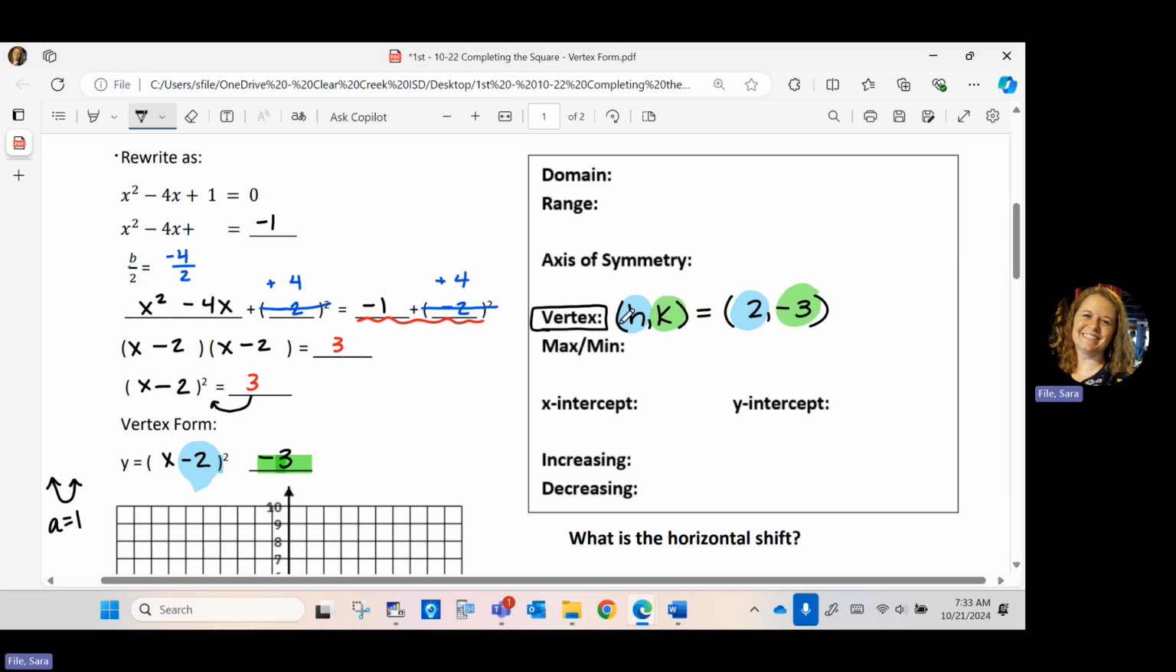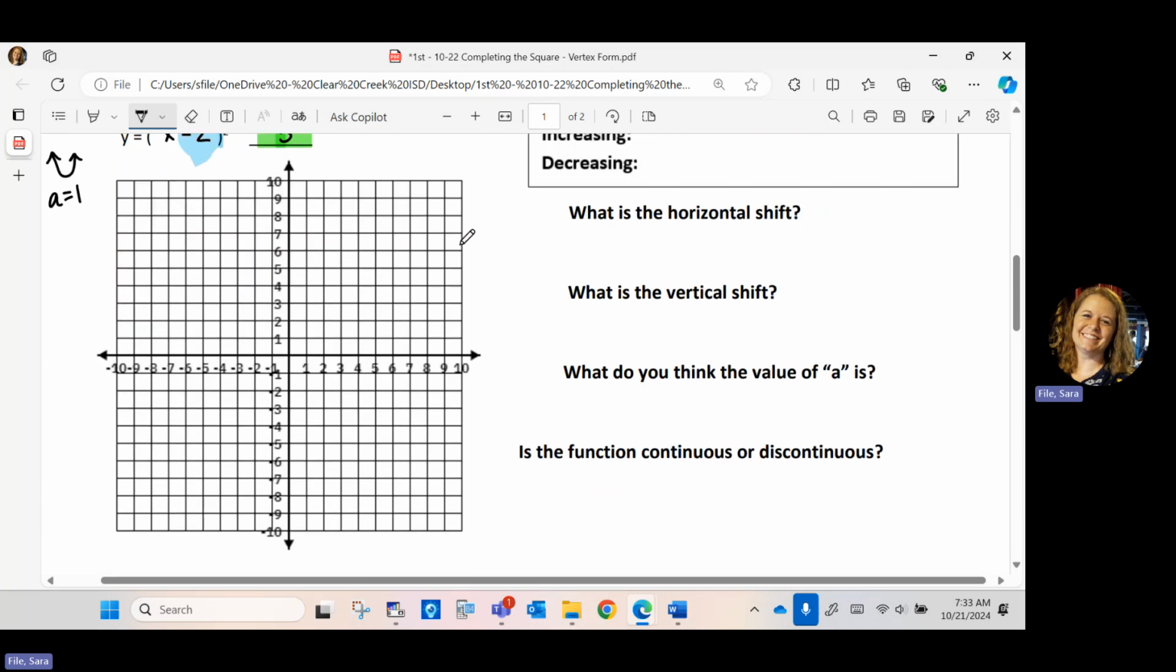So is this vertex a max or a min? It's going to be a minimum. If the graph is opening up, our vertex is a minimum. Okay, so I'm going to go ahead and plot that point at (2, -3). Okay, so there's my vertex.